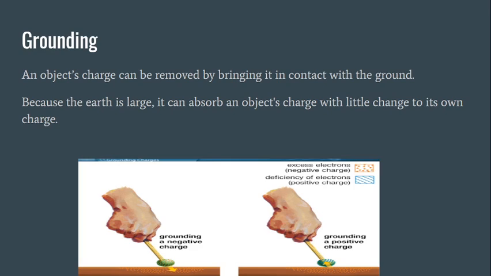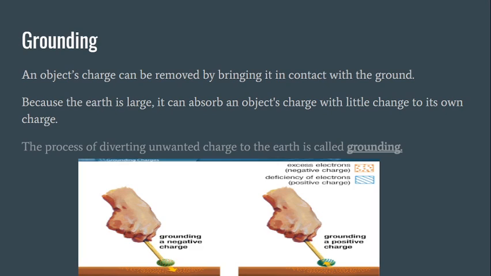And so, since we have such a big planet that we're on right now, it doesn't even look like the Earth's charge is changed when you put a whole bunch of coulombs into it. And so that's probably the safest and best way to get rid of a whole lot of charge. Unless you're dealing with something insane, grounding an object is the easiest way to get rid of charges. Now, the process of diverting unwanted charge to the Earth is called grounding.